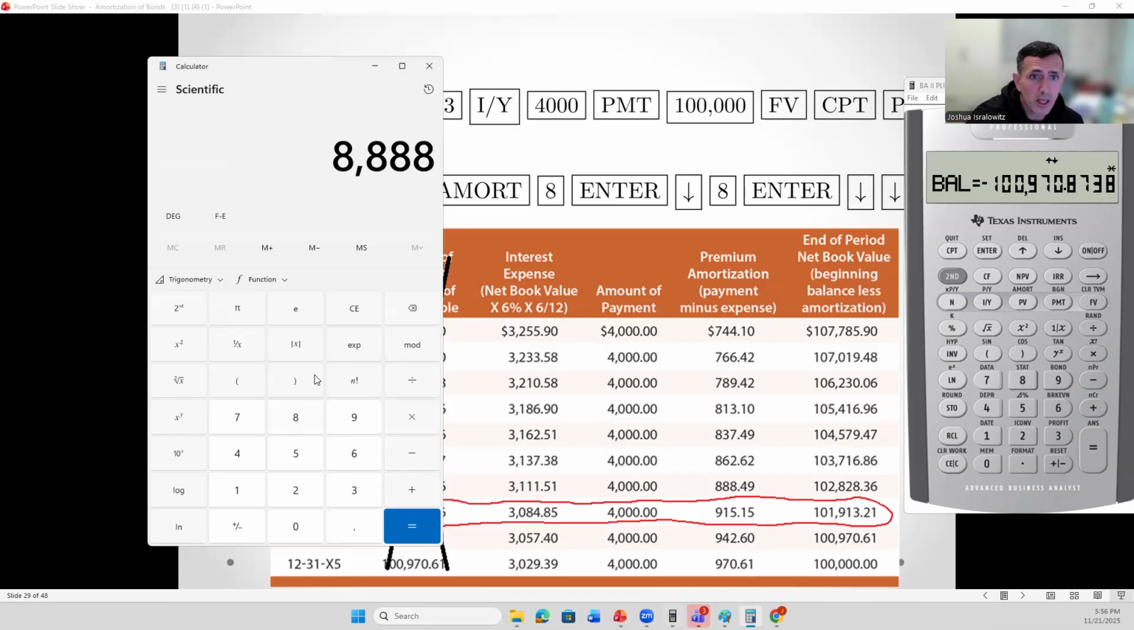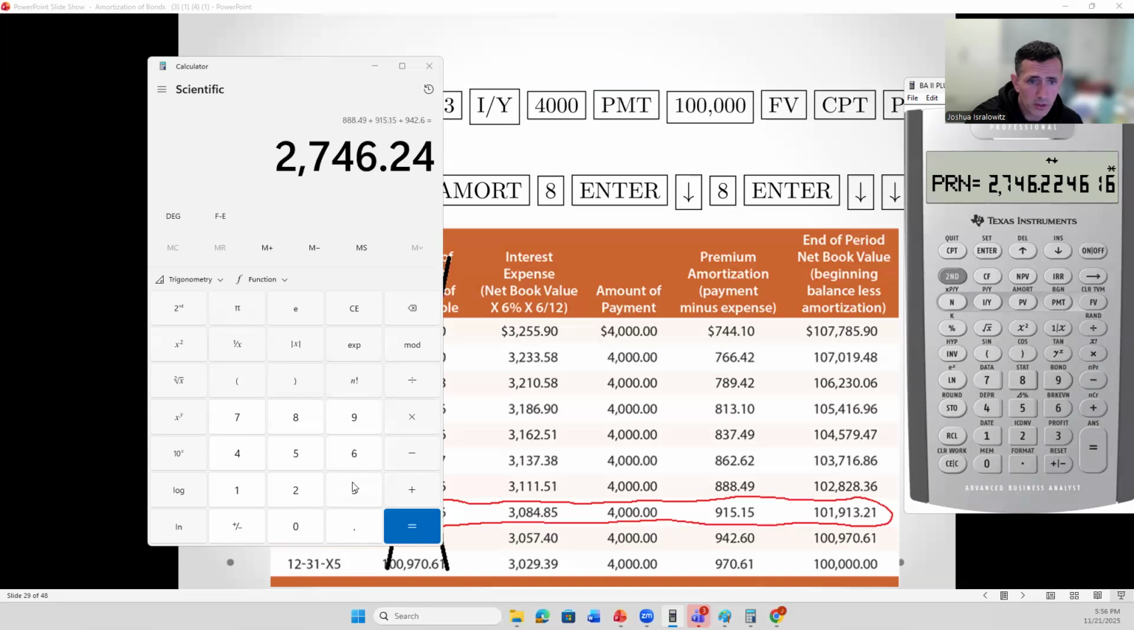So let's check that. 888.49 principal paid at the end of the second period. 915.15 principal paid at the end of the eighth period. And then the ninth period, 942.60. Lo and behold, it's correct. Off by 2 pennies, but that's fine.